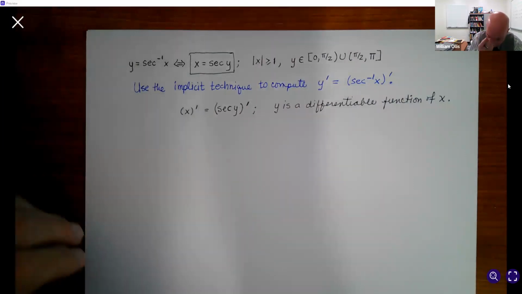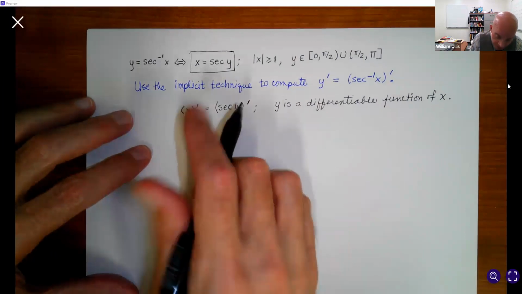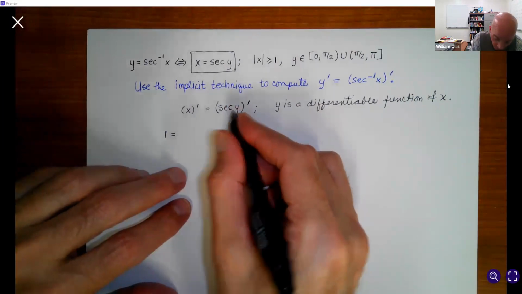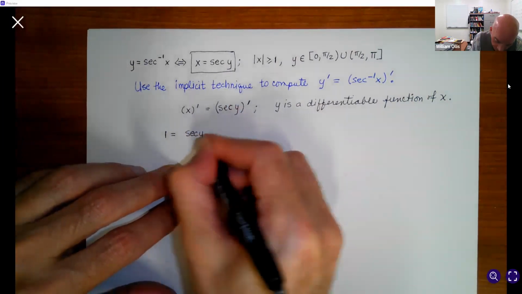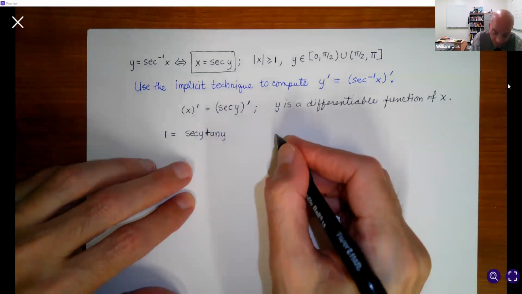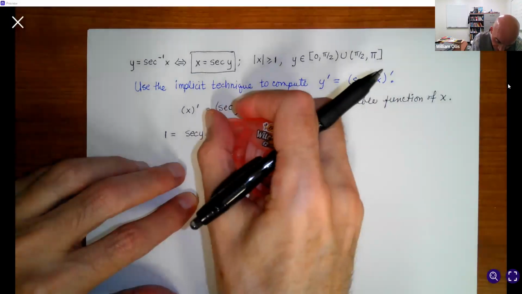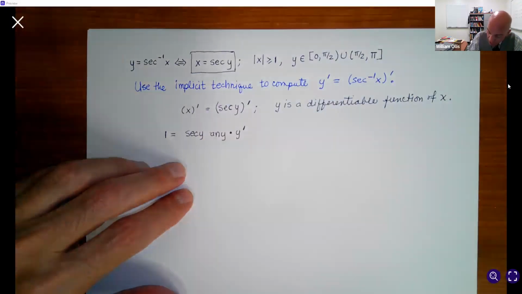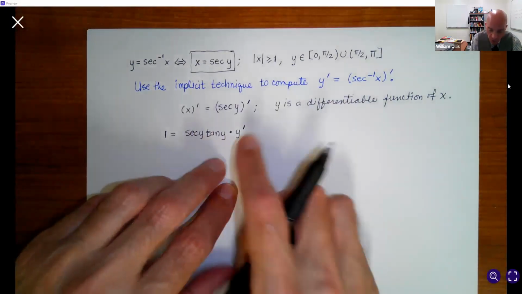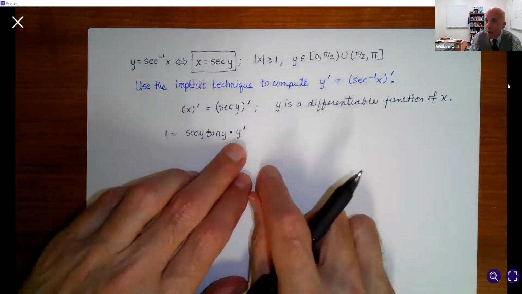So, of course, differentiating with respect to x, the derivative of x relative to itself is just 1. And the derivative of secant y is secant y tangent y times y prime. And I'll put the little dot there so we put a little more emphasis on the y prime. So what we see now is that we have the variable y prime for which we can solve.